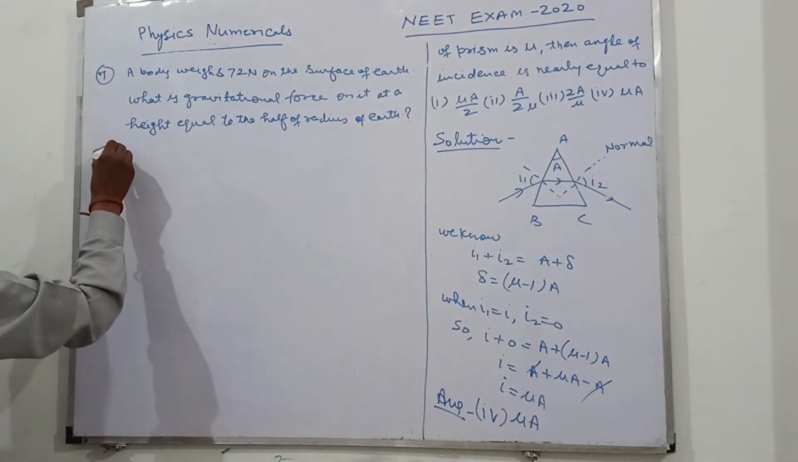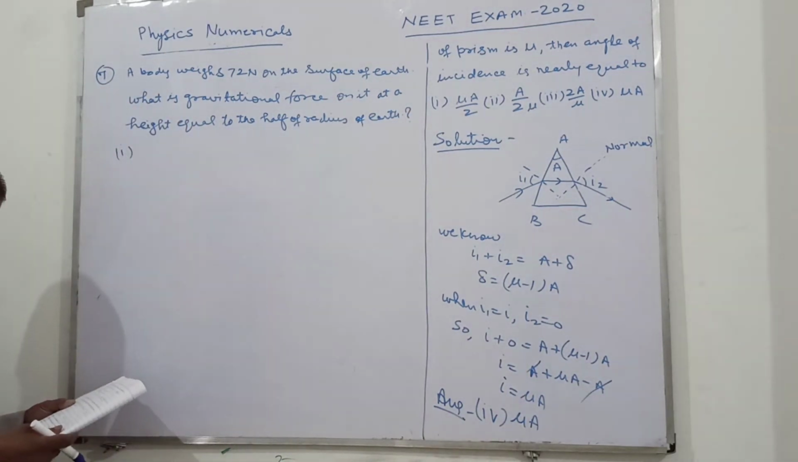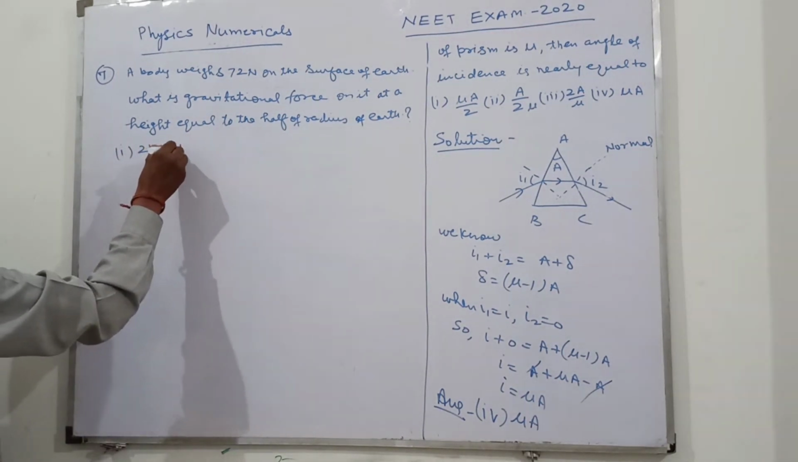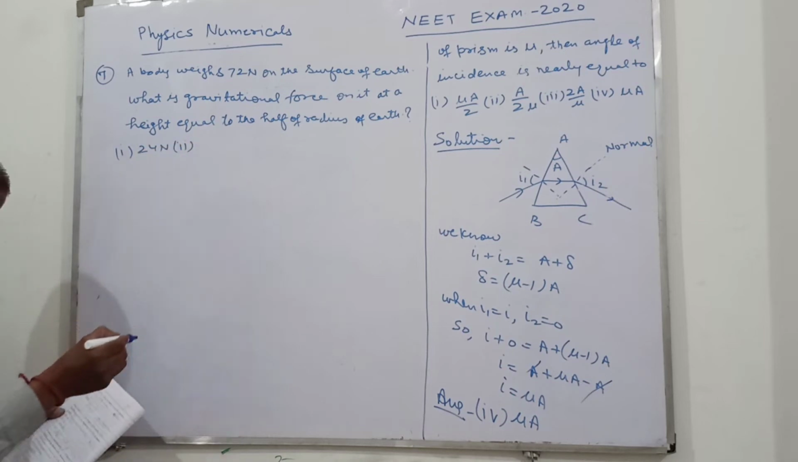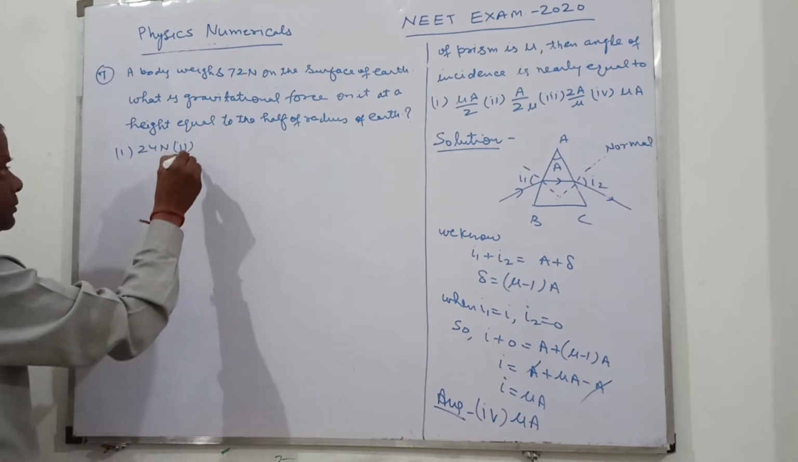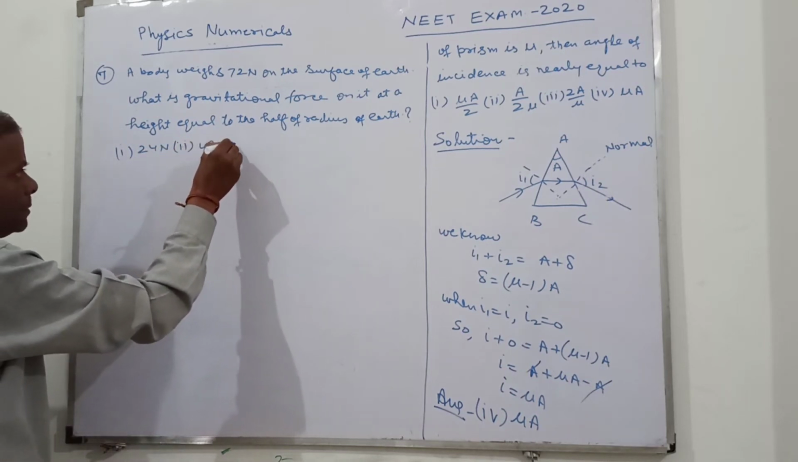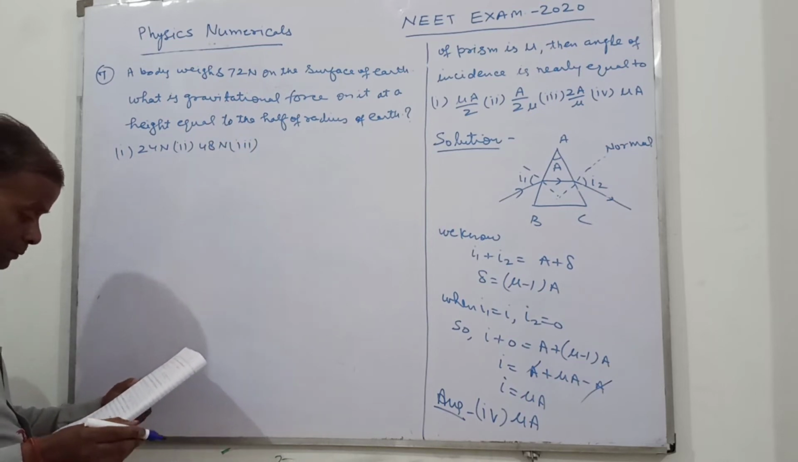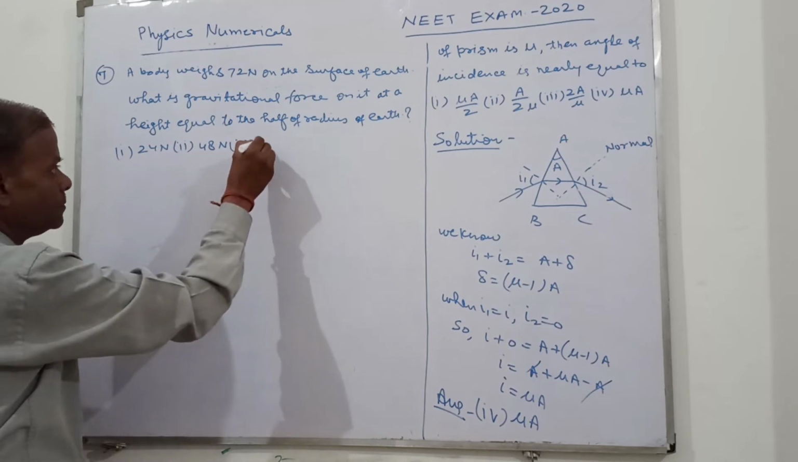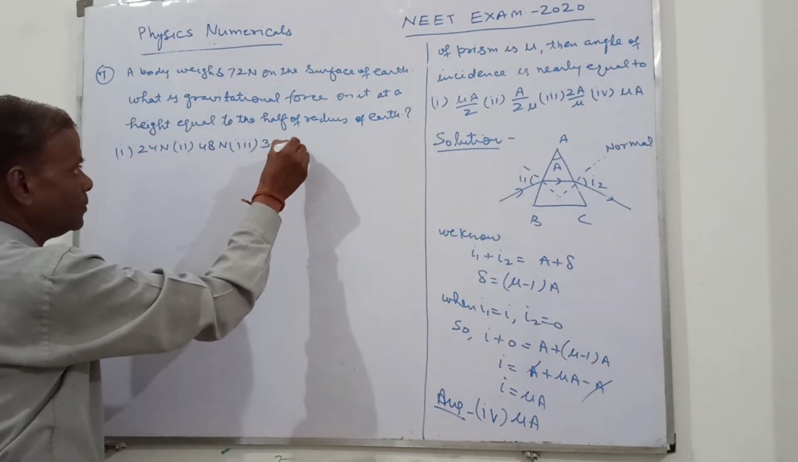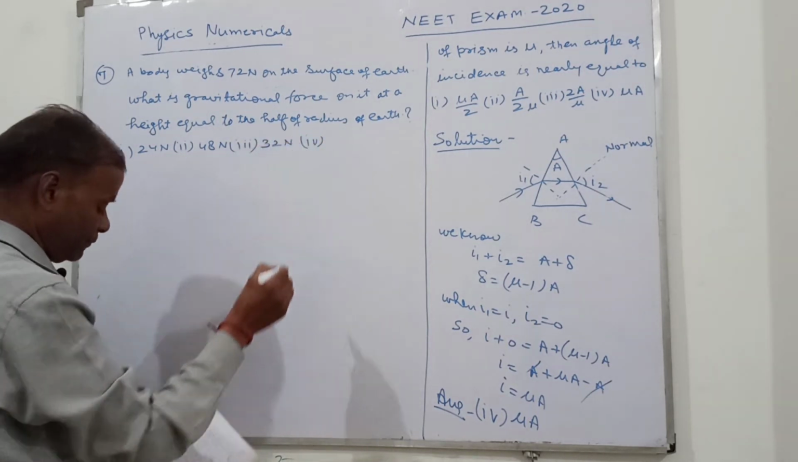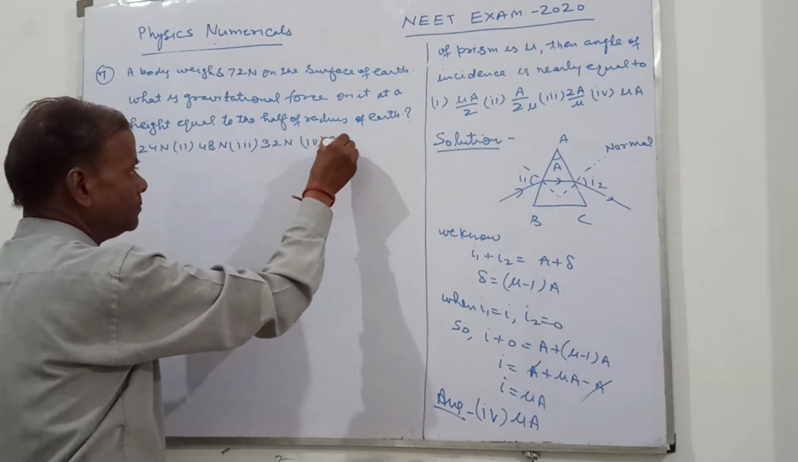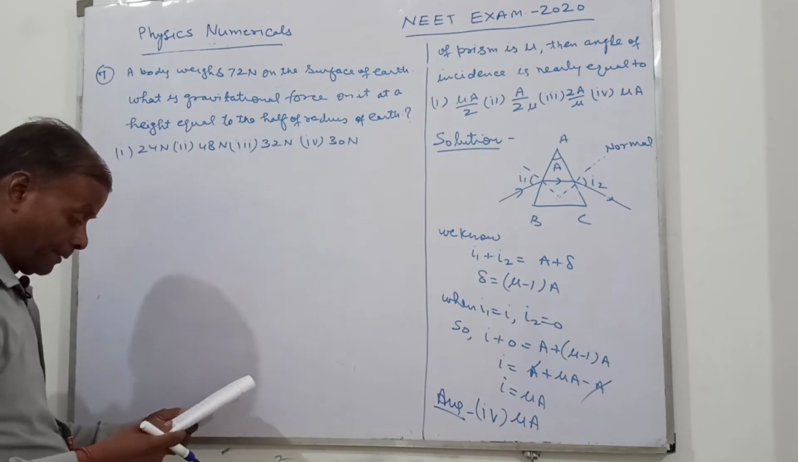And now your options are: first is 24 Newton, second 48 Newton, third 32 Newton, and now fourth 30 Newton.